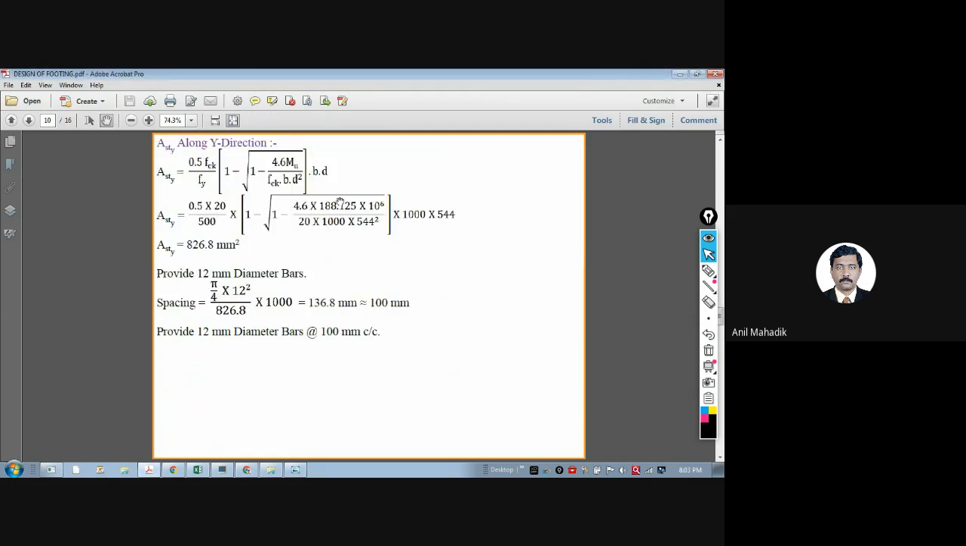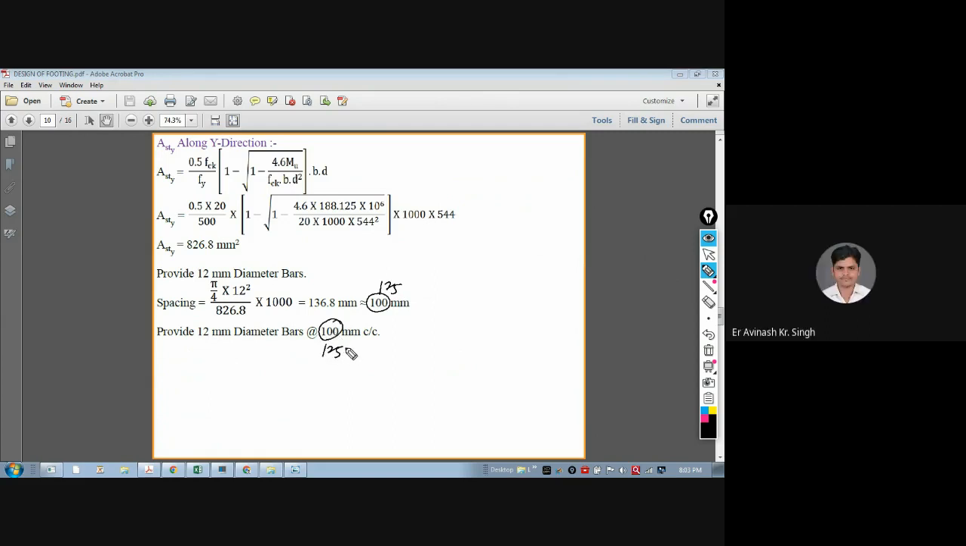Same. Put MUY here. All other parameters are same. Then assume diameter 12 mm at 100 center. Actually, here 100 is just taken for simplicity, so there is no reason to keep it as 100. You can consider 125 also.